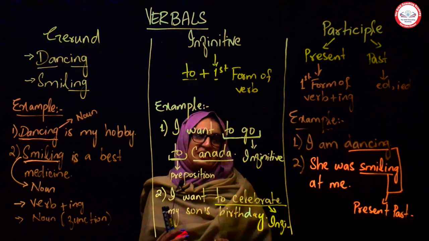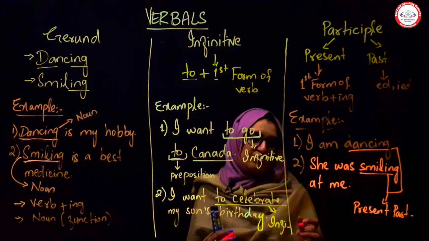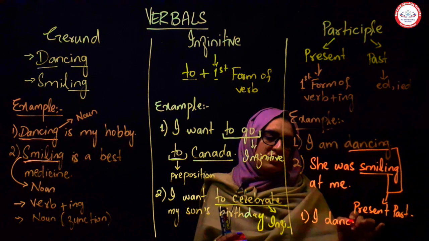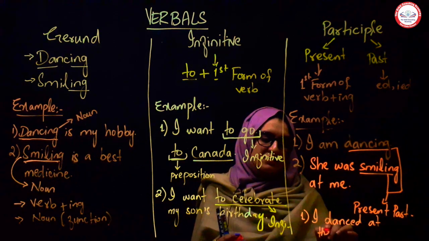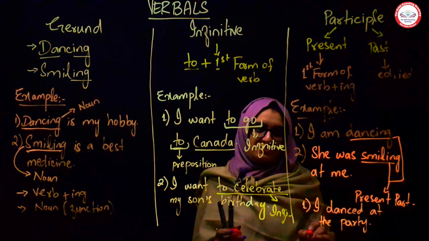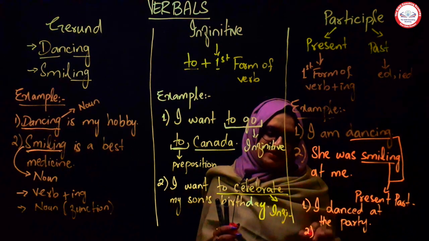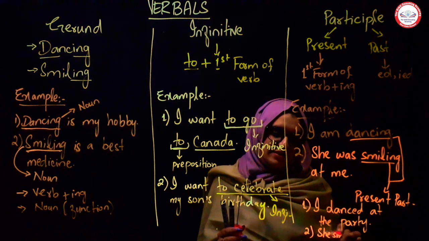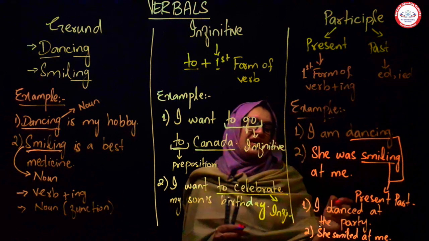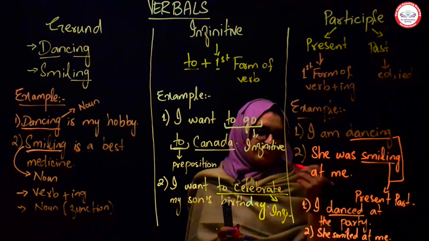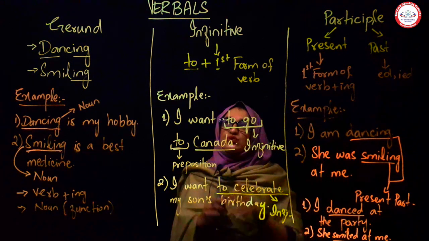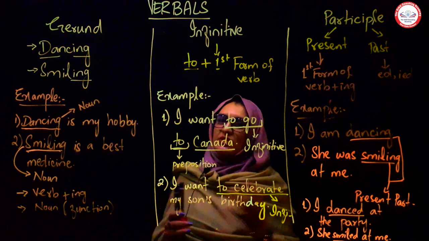Now, if I want to make the past participle of both of these sentences, I can use it this way: I danced at the party. And the second sentence is: she smiled at me. So it is very obvious that we have used the second form of verb, danced and smiled, which is past participle. Now to conclude this topic, I would like to tell you everything once again.